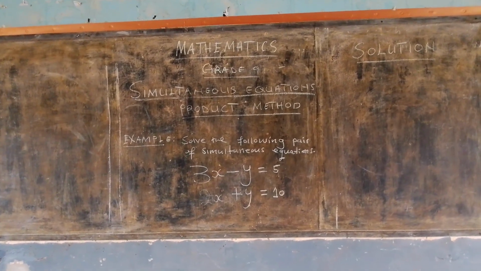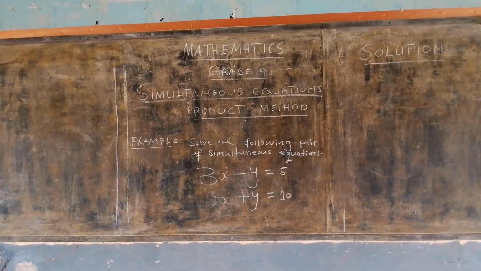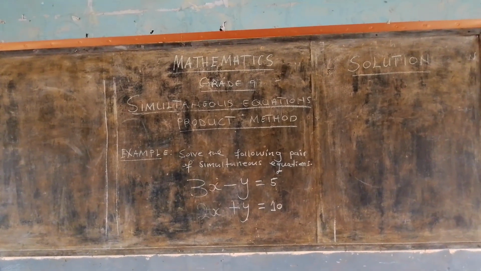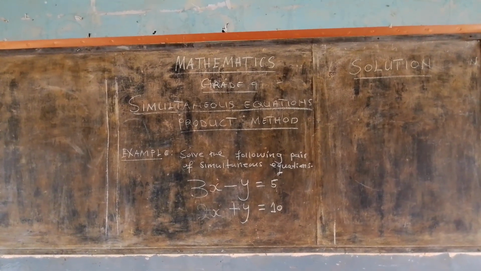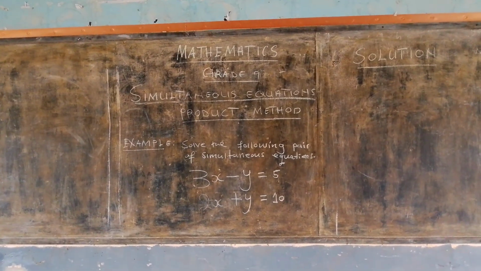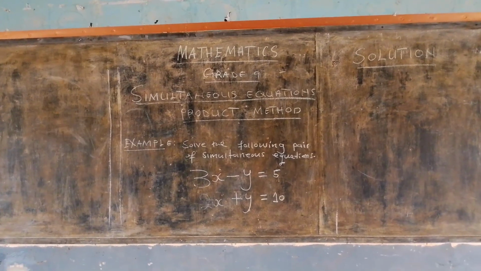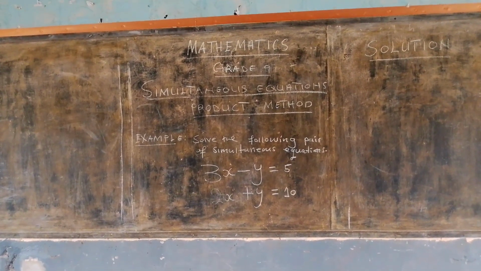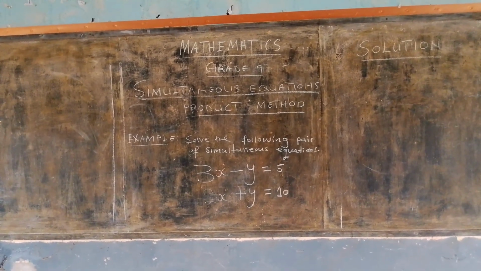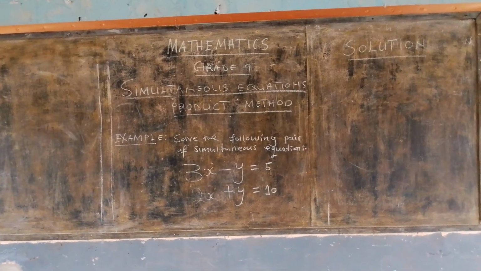Okay, so today we are solving simultaneous equations using the product method. We have example 1, which says: solve the following pair of simultaneous equations. The question is 3x minus y is equal to 5 for the first equation, and 2x plus y is equal to 10 for the second equation. So you are familiar with elimination, substitution, graphical method, Cramer's rule, and also matrix method.